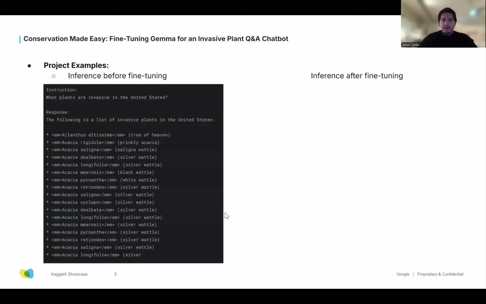Here is some inference before fine-tuning. As you can see, I asked what plants are invasive in the United States, and it responded by repeating the same information over and over again, specifically about the plant silver wattle. So without any fine-tuning, the information is not very accurate or detailed.